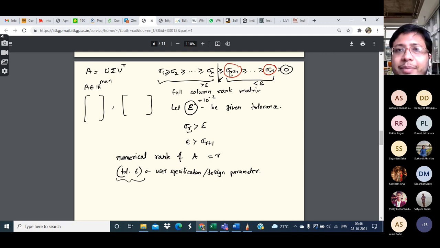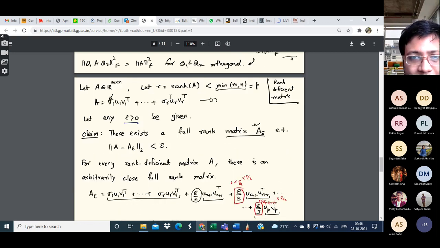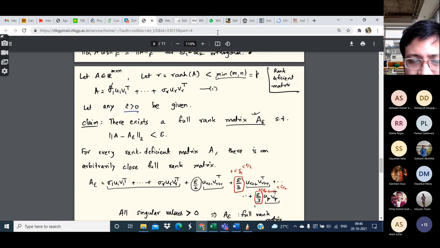That is to say, it basically means that the singular values which are lesser than this value of epsilon can be neglected. They are small enough to be considered as zero. So in that case, we can say that the numerical rank of this matrix is equal to R. Now don't confuse this numerical rank with the actual rank R. Forget that numerical rank as of now. We will use it later.